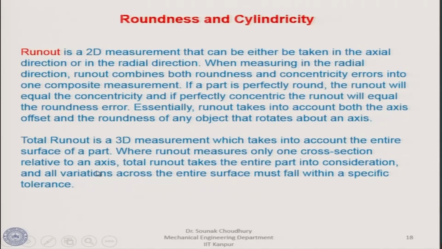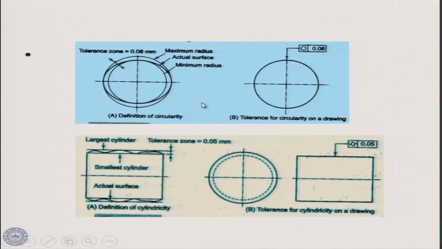Okay. Now, this is more or less already explained. All right. Now, here these are the diagrams through which we are showing what the circularity is: actual surface, maximum radius, minimum radius, and how this can be designated. So, the tolerance of circularity on a drawing can be given in this way. This we are actually coming to in more detail in a table. This is the tolerance for the cylindricity on a drawing. So, all these symbols are actually tabulated.